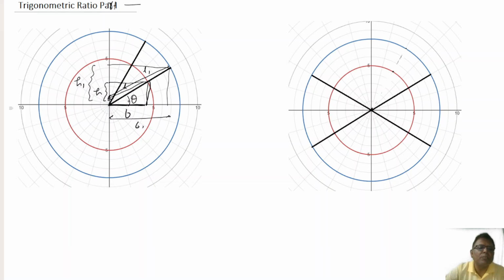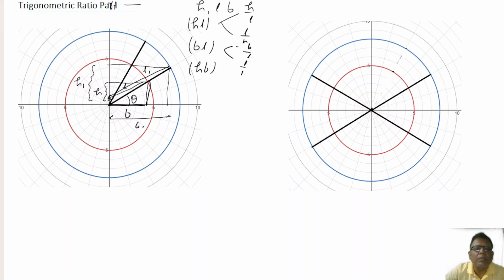So you take the ratio of any two of these quantities. What are the quantities? H, L and B. So you can take two at a time, that is H and L, or you can take B and L, or you can take H and B. So that also you take in two parts, that is H by L or L by H. Here also you can take B by L or L by B. And here you can also take H by B or B by H.